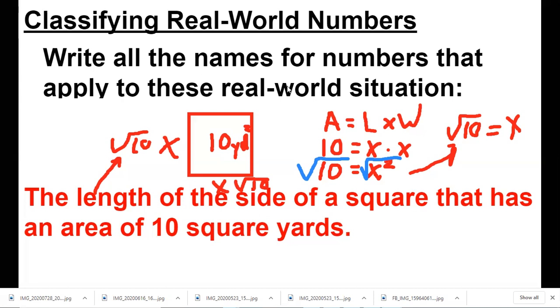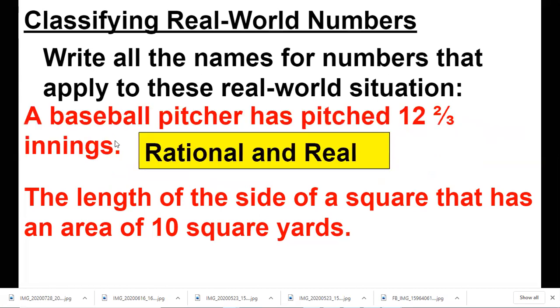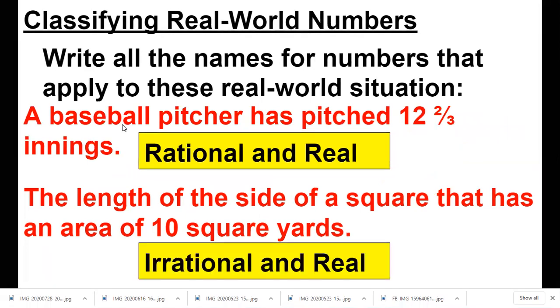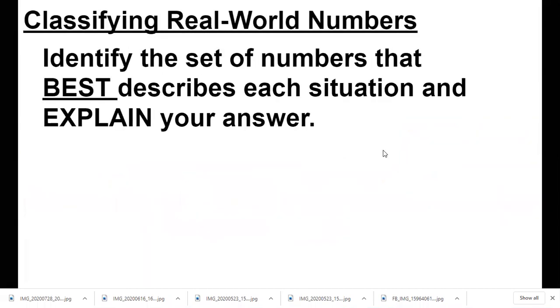So I'm going to clear my drawings. And there, I believe it should come down. If I did it right, there it is. Irrational and real. So that's how we classify that one. Okay, let's move on a little bit. Do some more problems. Identify the set of numbers.